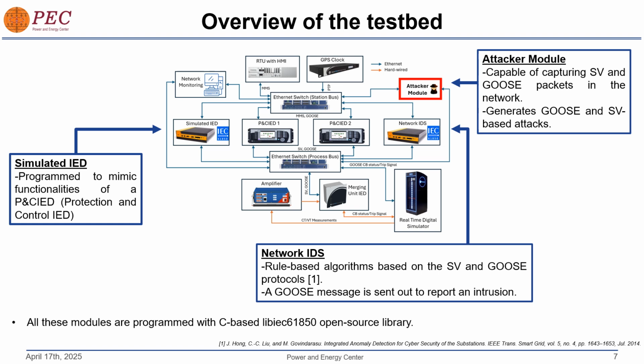This attacker module is capable of capturing SV and GOOSE packets in the network, and it can generate GOOSE and SV based attacks. The network intrusion detection system we have in this testbed is based on a rule based algorithm which applies SV and GOOSE protocol rules, and this IDS sends out a GOOSE message when it detects any kind of intrusion. Then we also have a simulated IED integrated into this testbed, which can mimic the functionalities of a real protection and control IED.